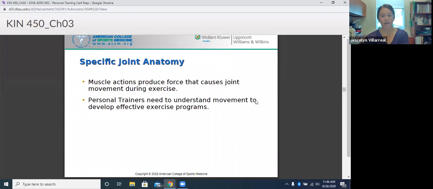Specific joint anatomy is on page 59. Tables 3.5 and 3.6 summarize major joint movements, the muscles that produce those movements, normal range of motion values, and examples of resistance exercises for those muscles. Look at these tables when you're doing your activity assignment for this week. You'll get some helpful information.